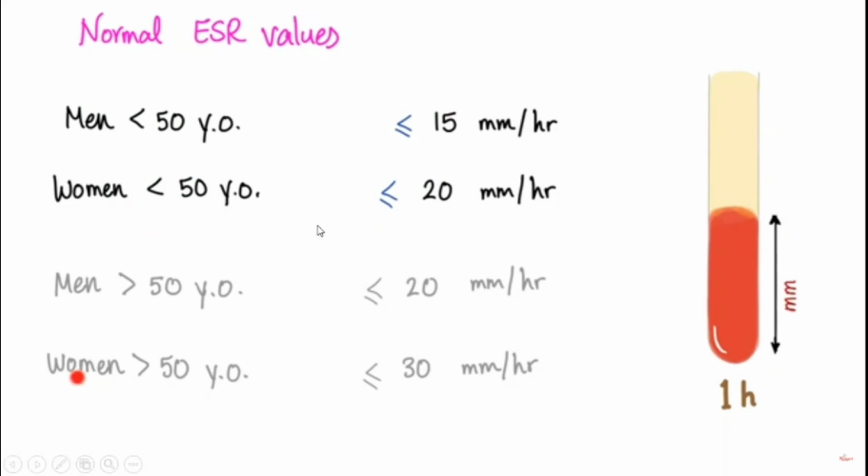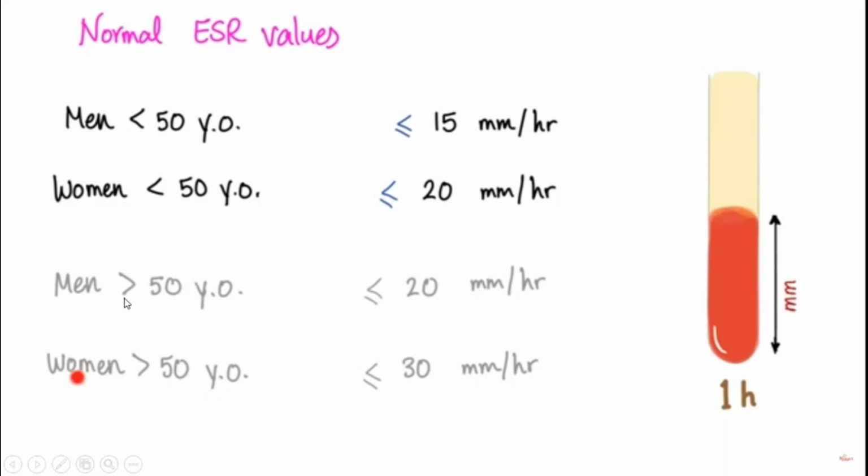So the ESR value changes with the gender and with the age, and with advancing age, the ESR value increases. Also, women have slightly more ESR value as compared to men. So the men who are less than 50 years old, their ESR value is equal or smaller than 15 millimeter per hour. And women who are younger than 50 years old, their ESR value is equal or less than 20 millimeter per hour.